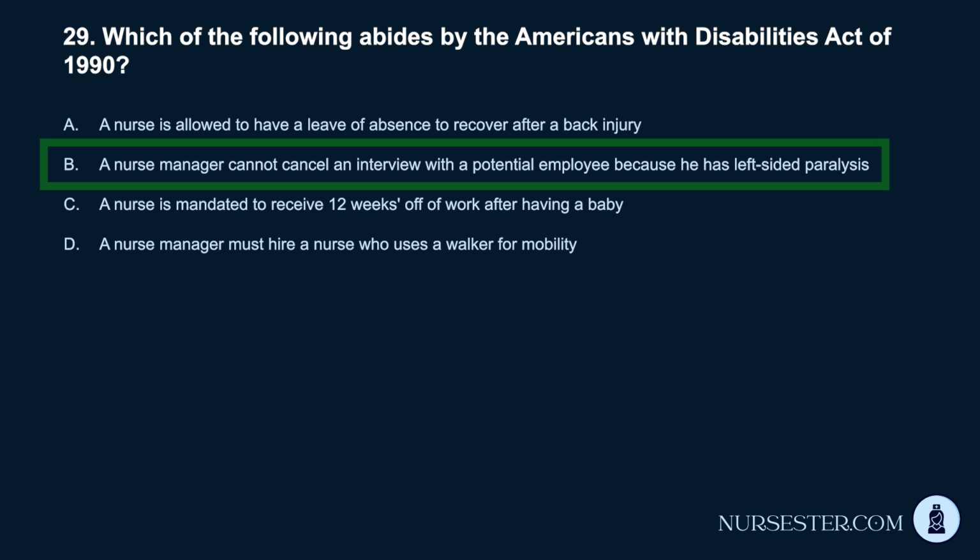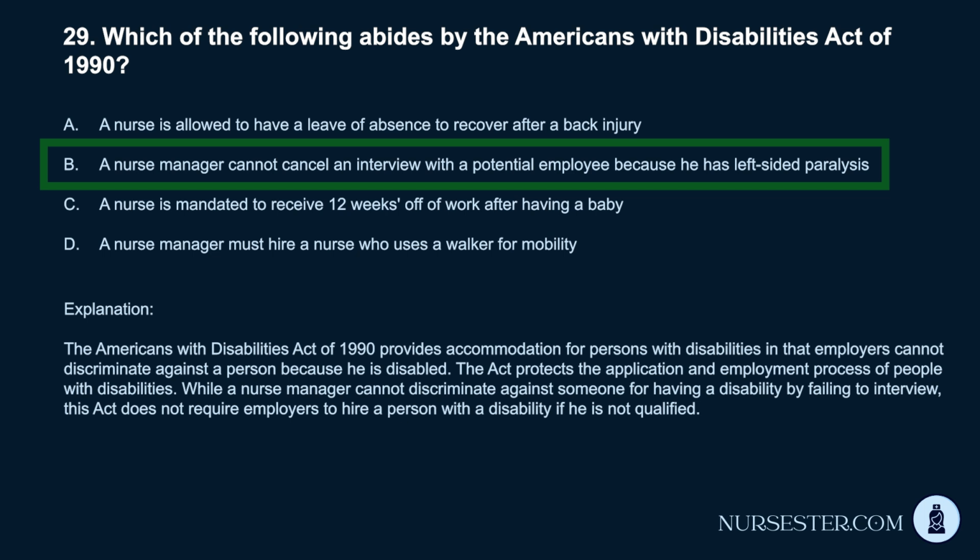Correct answer, B. A nurse manager cannot cancel an interview with a potential employee because he has left-sided paralysis. The Americans with Disabilities Act of 1990 provides accommodation for persons with disabilities in that employers cannot discriminate against a person because he is disabled. The Act protects the application and employment process of people with disabilities. While a nurse manager cannot discriminate against someone for having a disability by failing to interview, this Act does not require employers to hire a person with a disability if he is not qualified.